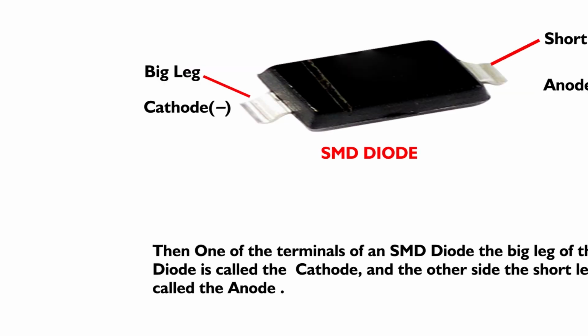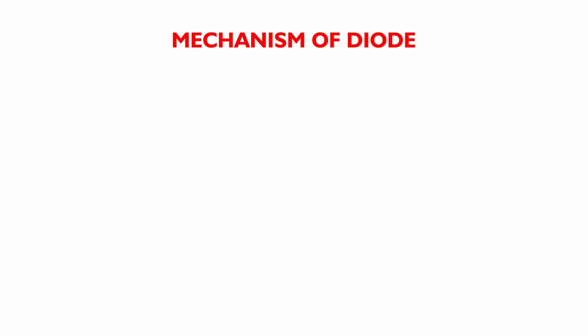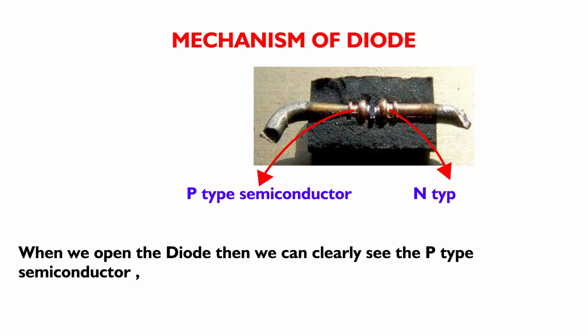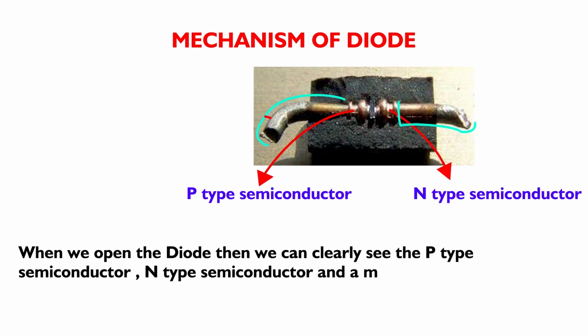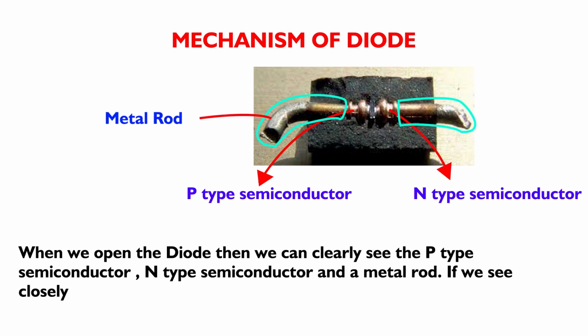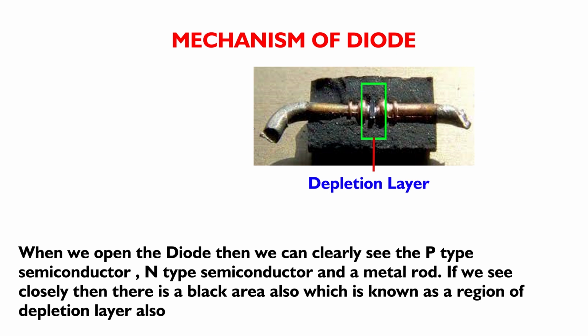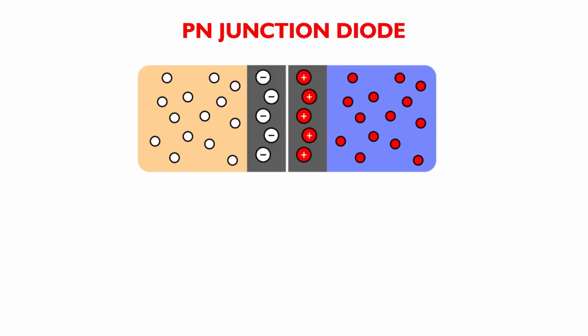Let us take a look at the mechanism of a diode. When we open the diode, we can clearly see the P-type semiconductor, N-type semiconductor, and a metal rod. If we look closely, there is also a black area, which is known as the depletion layer region, also known as the junction. Now let us move ahead to gain a better understanding of PN junction diodes.